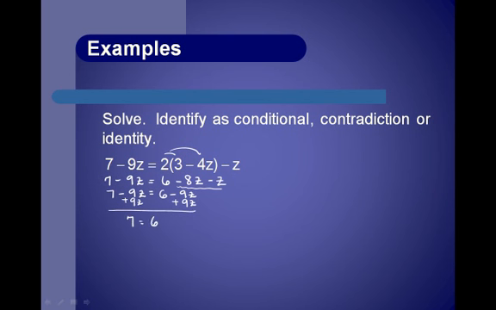Because the variables canceled out and the result is not true, 7 does not equal 6, then we would say that there is no solution. We can also write the little no solution symbol, and this is called a contradiction.